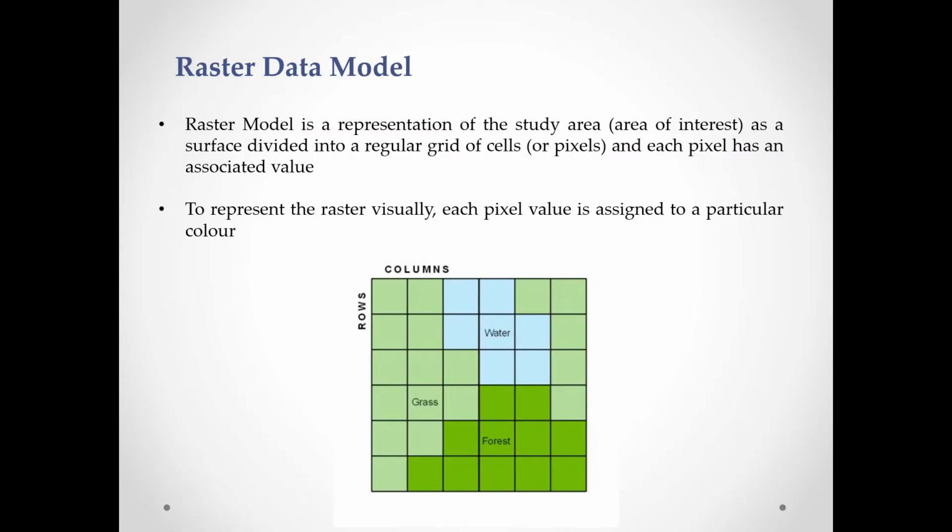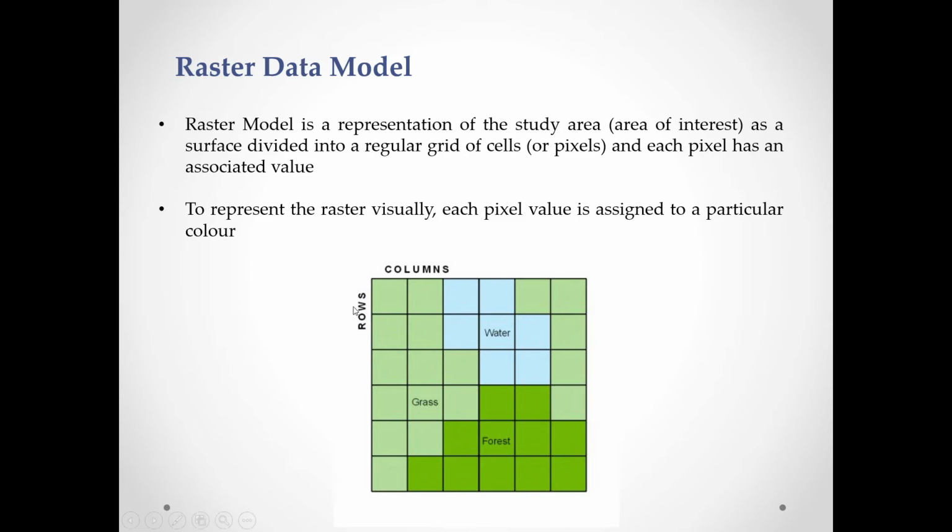Raster data model. A raster model is a representation of the study area of interest as a surface divided into a regular grid of cells or pixels, and each pixel has an associated value. To represent the raster visually, each pixel value is assigned to a particular color. This is an example of raster representation.